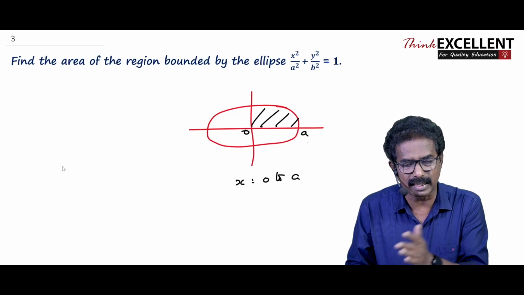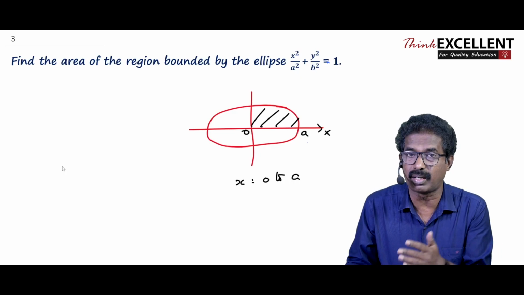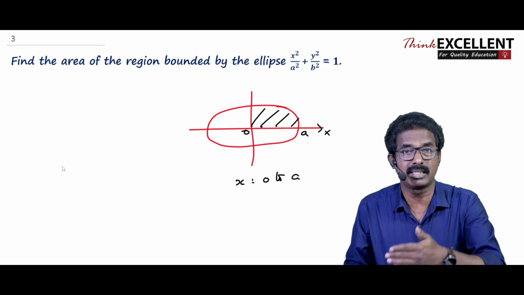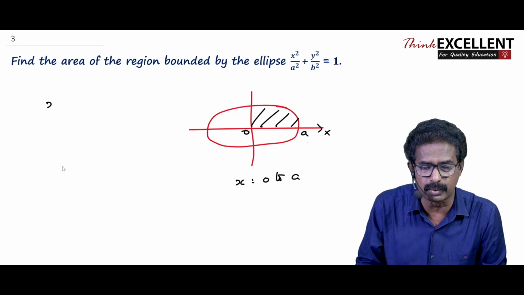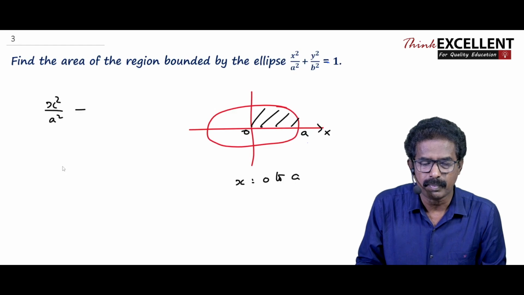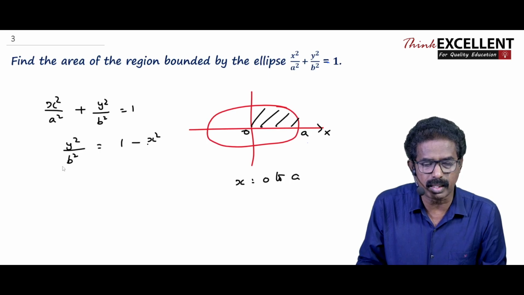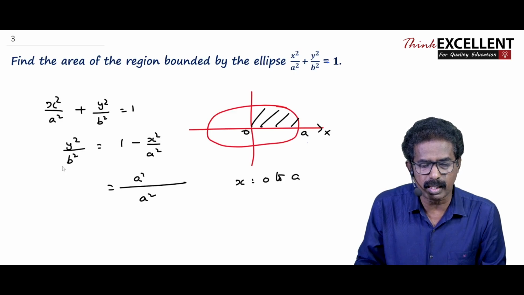But here I am taking the x axis. They didn't specify, so you can use any method. So I am using the x axis. So y dx, right? From the curve I have to find the y value. x square by a square plus y square by b square equal to 1. So y square by b square is 1 minus x square by a square. Taking the LCM, a square minus x square. This is the value of y square by b square.